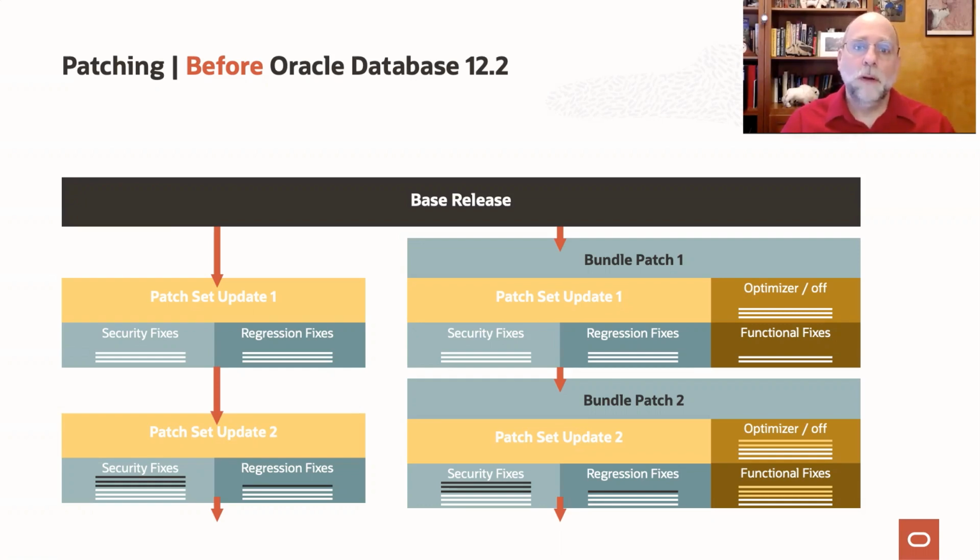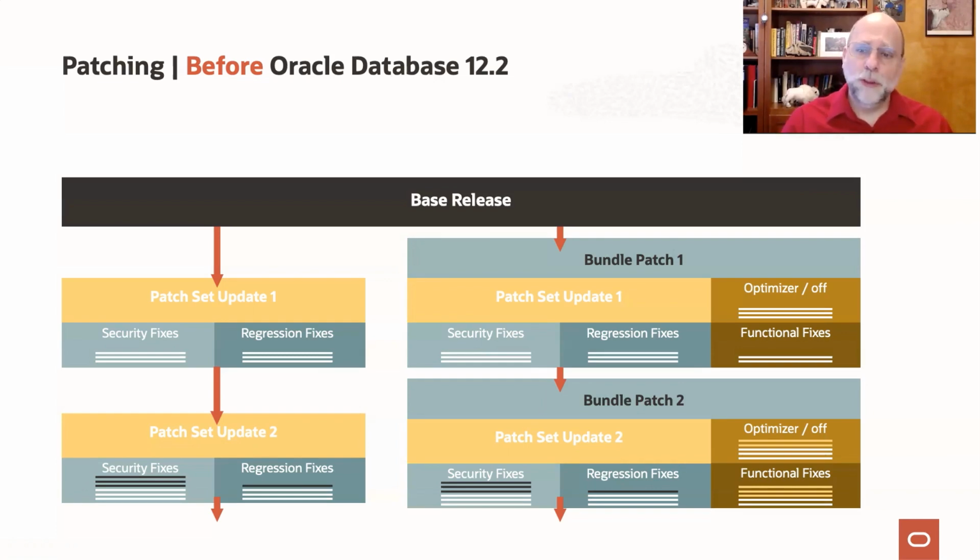So what we've done for 12.2 and since has been these bundle patches. A bundle patch includes the quarterly PSU, but then it has the most high value functional fixes, whether they're optimizer fixes or fixes to other types of functionality that are all tested as a bundle, installed as a bundle each quarter. And the intent of the bundle patch is to reduce the number of one-off fixes that you have to manage or request for your environment. It's been pretty successful at doing that.